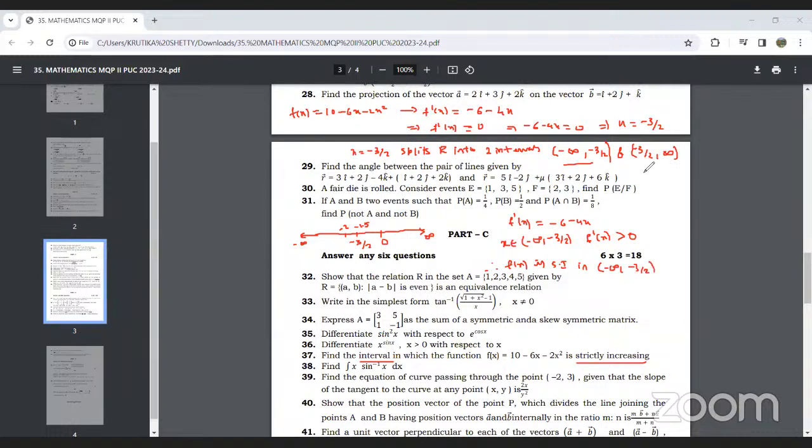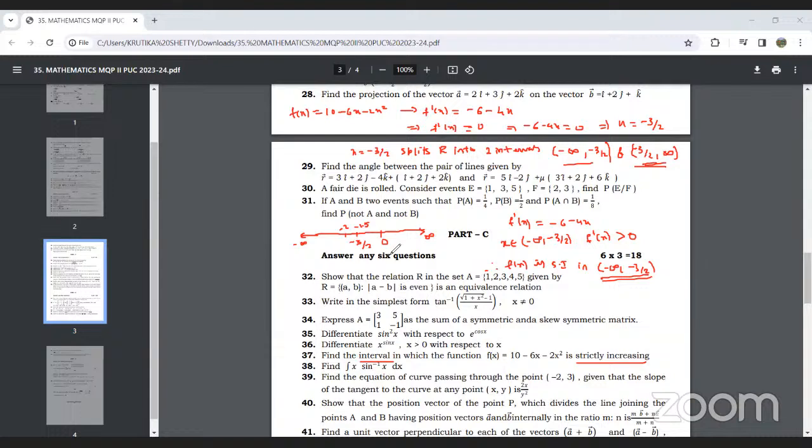Now if you want the strictly decreasing interval, it will be minus 3 by 2 to infinity, and you need to check it. If it is positive, then it will be strictly increasing, or else it will be strictly decreasing. I will consider the point 0. If I substitute 0, we get minus 6, and minus 6 is less than 0. So it will be strictly decreasing in the second interval, that is minus 3 by 2 to infinity. They have asked only where it is strictly increasing, so it is strictly increasing in minus infinity to minus 3 by 2.